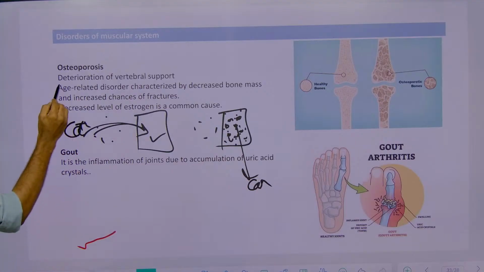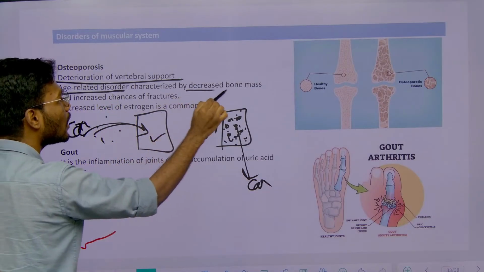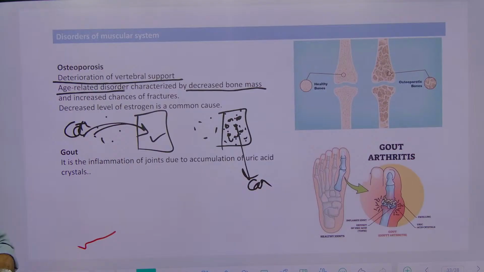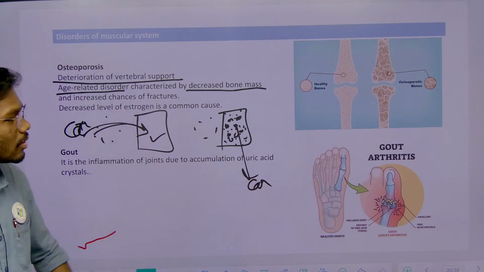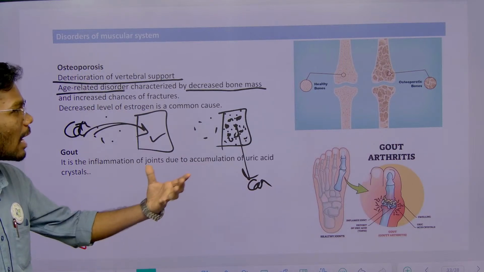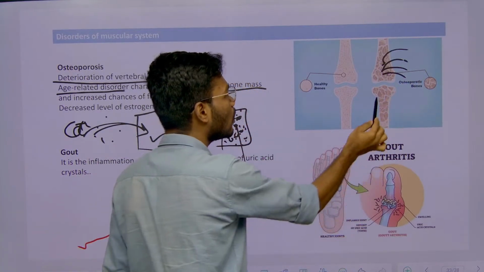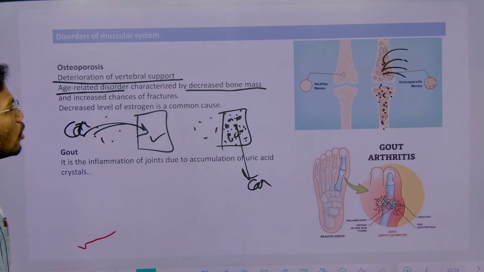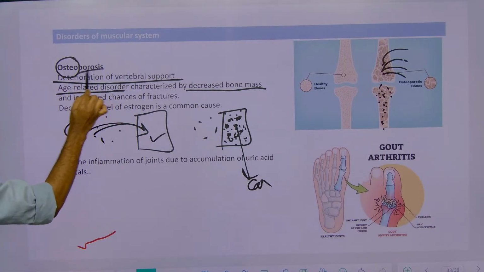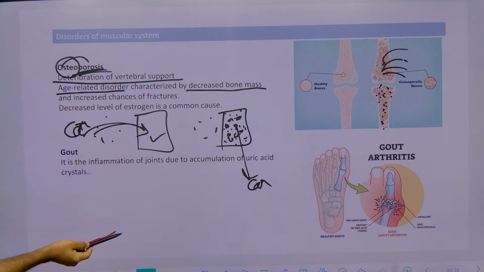This is called osteoporosis. You see, deterioration of vertebral support or age-related disorder characterized by decreased bone mass. What is meant by decreased bone mass? All the calcium which was present inside the bone becomes very low. Why? Because there are some cells, or there is some condition happening in our body. All the calcium is going out from this bone, leading to holes. And this disorder is called what? Osteoporosis. Osteo means bone, porosis is nothing but holes. Bones are having holes. That is called osteoporosis. Right? It is very common in age-related disorders.